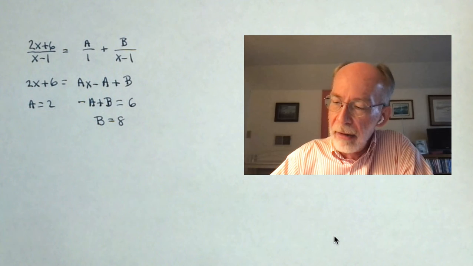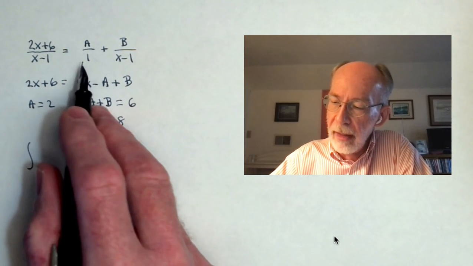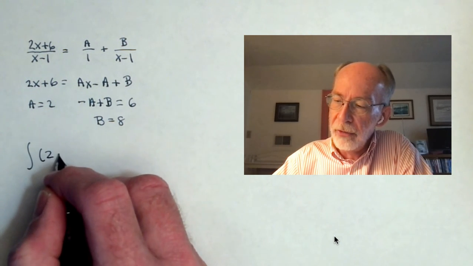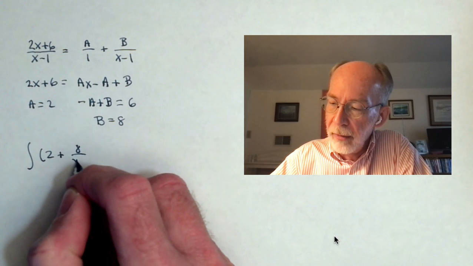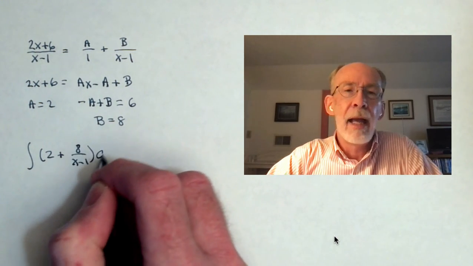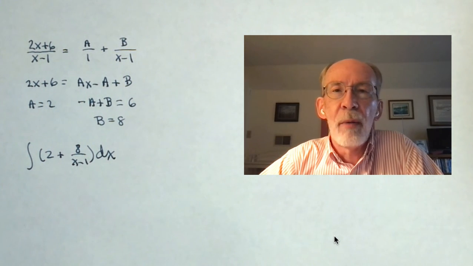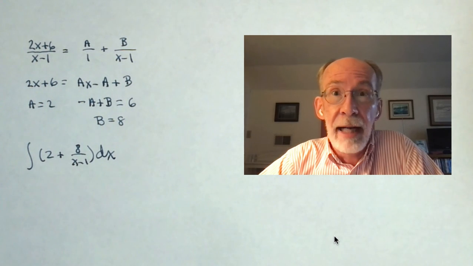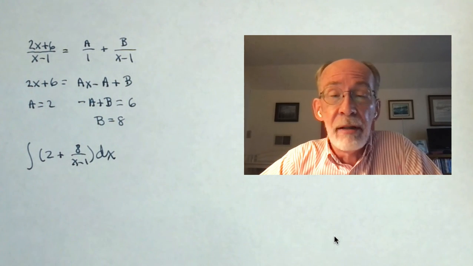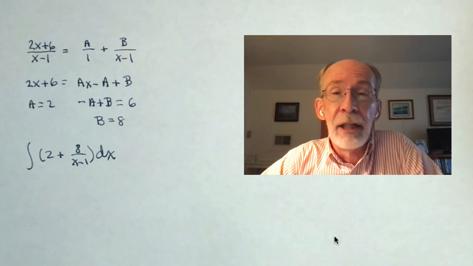And so now we are in a position to integrate 2 over 1 plus 8 over x minus 1 dx. And that, mathophiles, is an expression we've already seen. This was the form that we ended up with in the first example when we divided the numerator by the denominator. So I won't continue beyond this point. You can scrub back to the first part of the video if you want to recall how that worked.